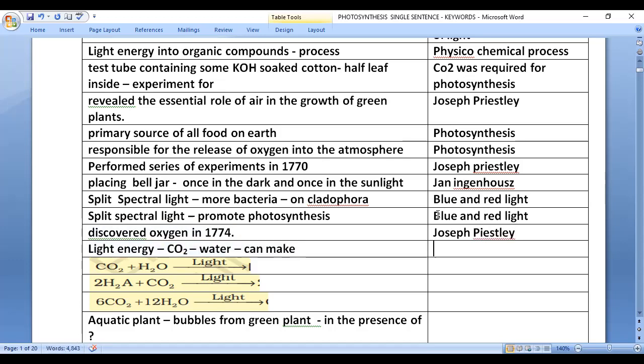Light energy, carbon dioxide, water can make carbohydrates. Carbon dioxide dissolves in the water and in the presence of light, what can it make? It can make CH2O plus oxygen. 2H2A plus CO2 in the presence of light can make 2A plus CH2O plus H2O.